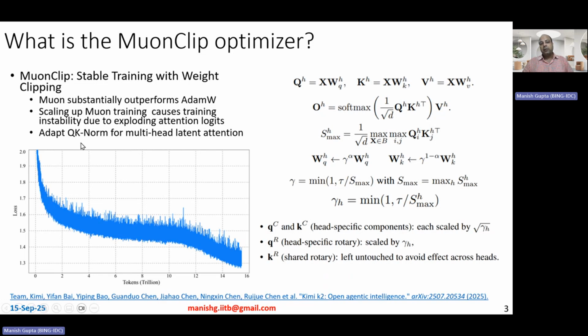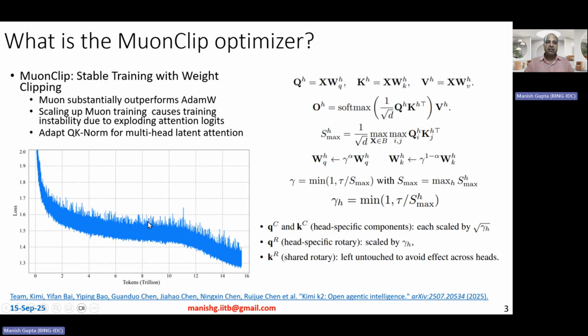QK-norm, query key normalization, is typically very straightforward for multi-head attention. But for multi-head latent attention, which is used in DeepSeek v3 and therefore in their models as well, adapting QK-norm for MLA is not very straightforward, and let's talk about it on the right side.